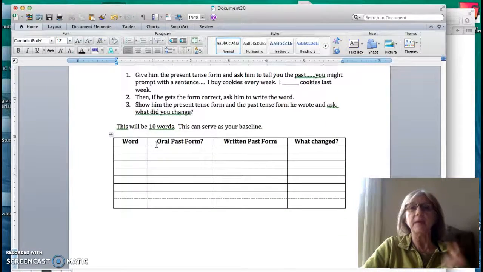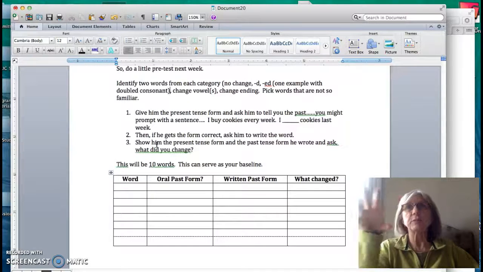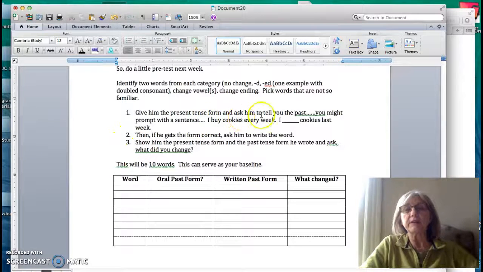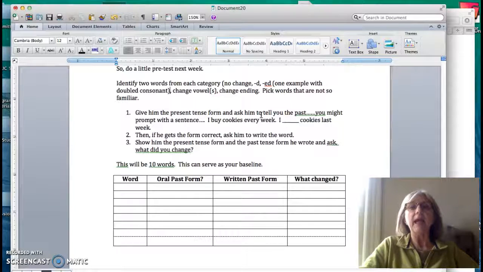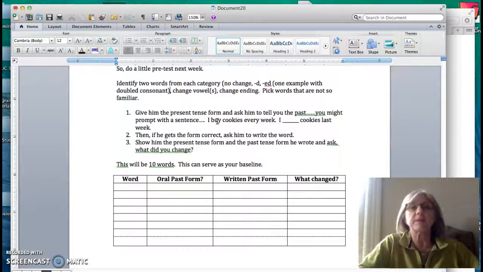And then what was the last category? Oh, something that really changes. So from buy to bought, or some other, take one example there and then another example. You tell him the word in the present tense and say, I'd like you to tell me how you would change this word to say something you did in the past. And maybe you give him a sentence. I buy cookies, like now, I'm doing it right now, I'm paying for it. What if I want to say last week, and then see if he can come up with a word.